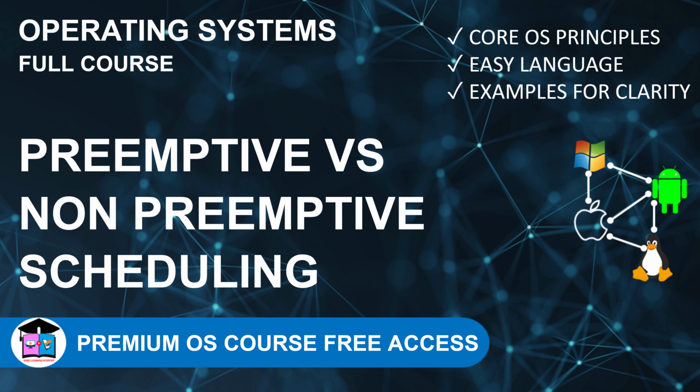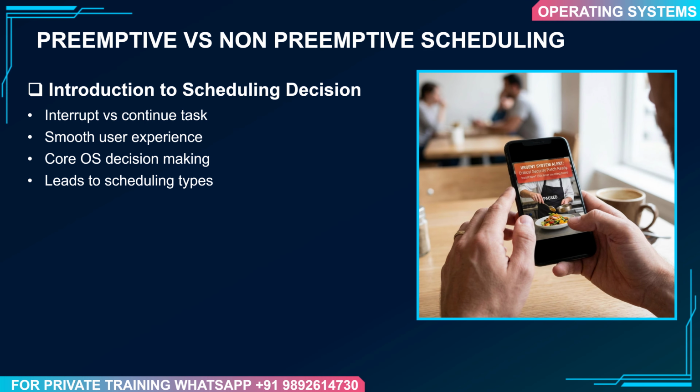Let's simplify preemptive and non-preemptive scheduling. Imagine you're watching a video and suddenly an urgent notification pops up on your phone. Instantly, the video pauses, the notification takes over your screen, and after a moment, everything goes back to normal. It feels smooth, almost effortless.